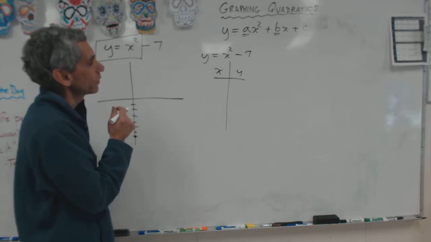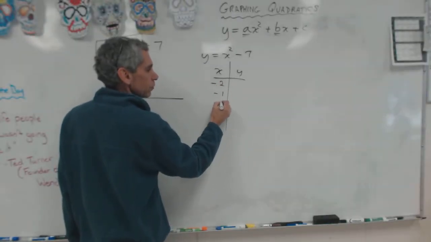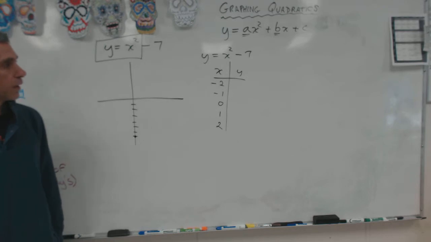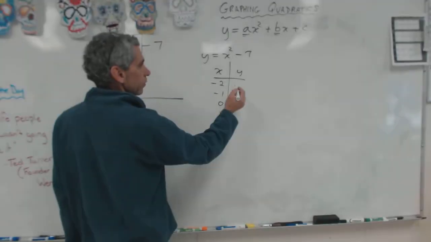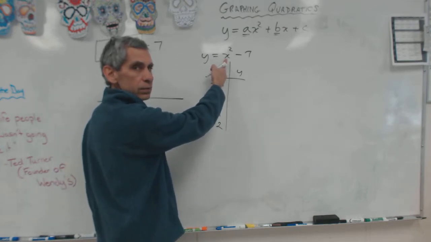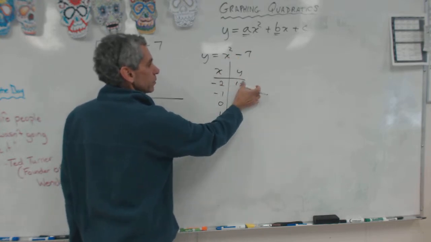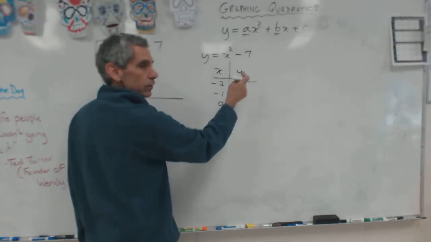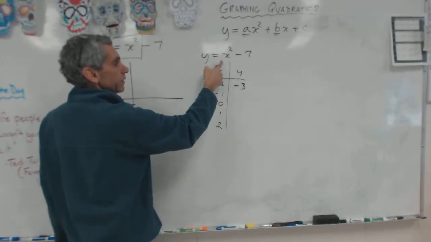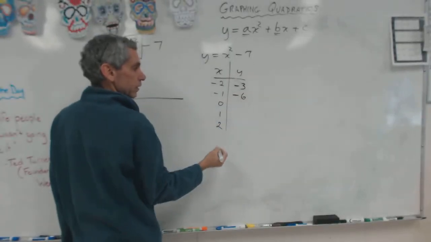Okay, so what would I do? I would say -2, -1, 0, 1, and 2. Now I'm going to see what I get when I do this. All right, if x is -2, -2 squared is positive 4. -2 times -2 is 4, right? So it's 4 minus 7, which is -3. All right, -1. Y is equal to -1 times -1, which is positive 1, minus 7, minus 6, right?